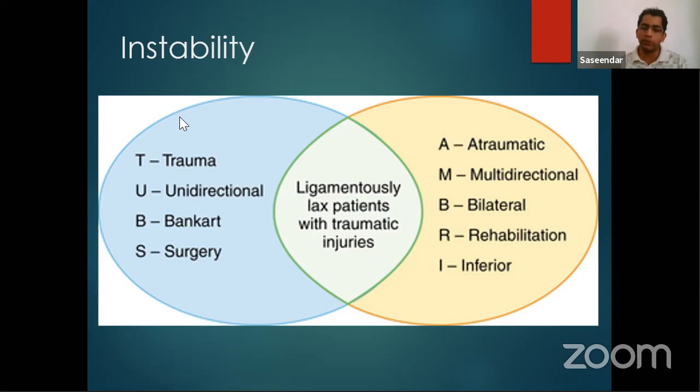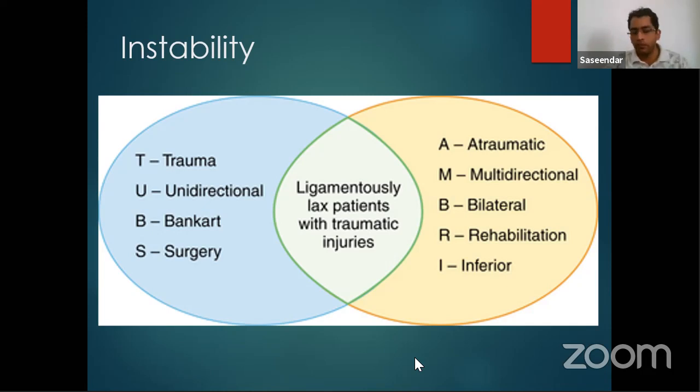So what do you do? In addition to the rehabilitation protocol, if you need surgery, you can do something called an inferior shift. That is, the stretched capsule is getting tightened over there. But a lot of times what happens is you have an overlap of these concepts, and you have to take a call regarding what is best for the patient.